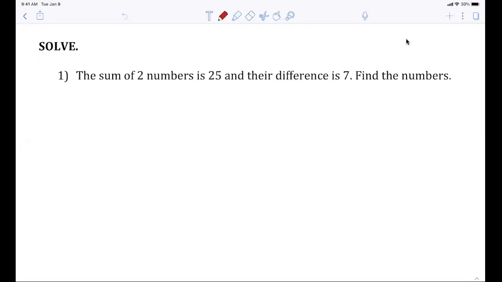Okay, hopefully you thought it was relatively easy. The sum of two numbers is 25. So we just said x plus y equals 25. X equals y minus 7, and x minus y equals 7. Perfect.